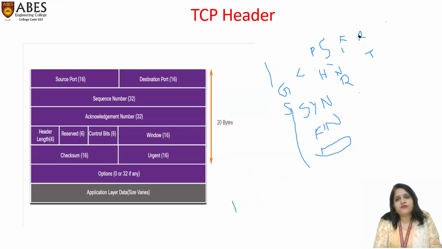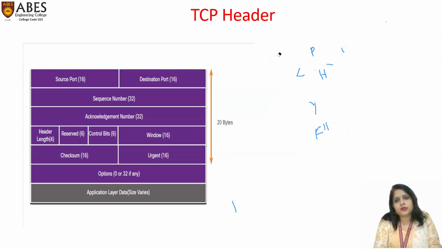Now, the next field is the checksum field. Checksum is a 16-bit field used for error control in the TCP protocol. In the transport layer, we use the checksum field for error detection and control. In the network layer and data link layer, we use the CRC, cyclic redundancy check method, for error control and detection.